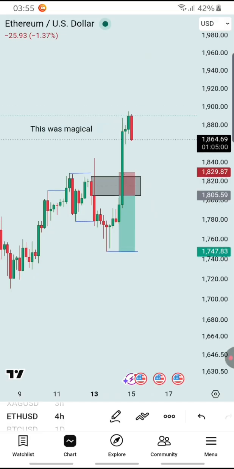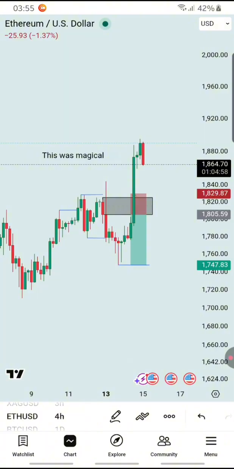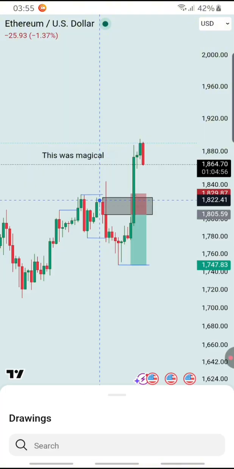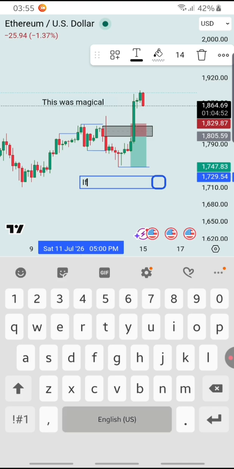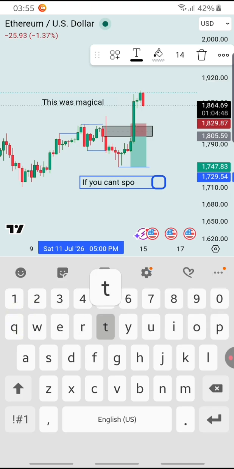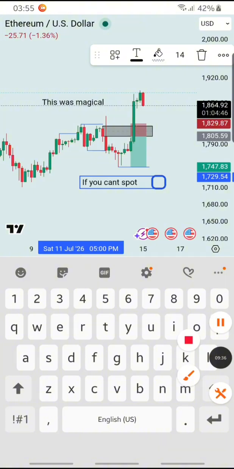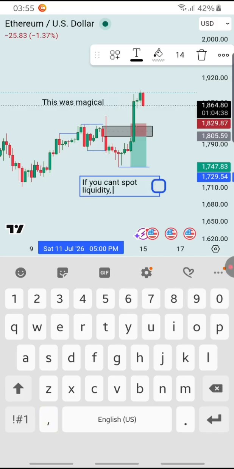I don't know how it happened, because I think I now see what happened. Price still did the same thing, reacting off a strong demand area, then to the upside. If you can't see the liquidity, you are the liquidity, my brother or my sister. That's something we all need to know. If you can't spot the liquidity, then you are the liquidity. Super important to note.